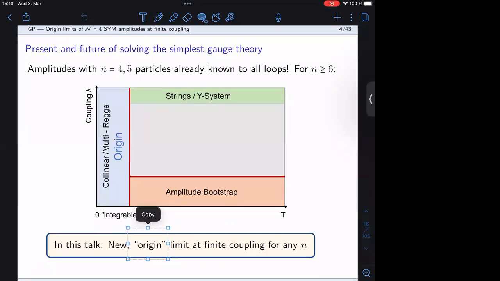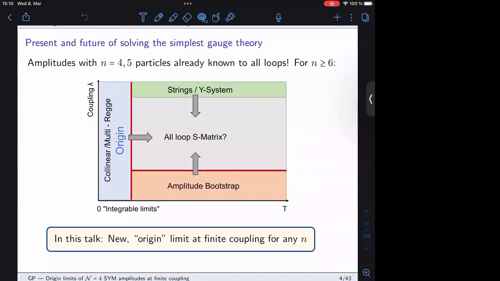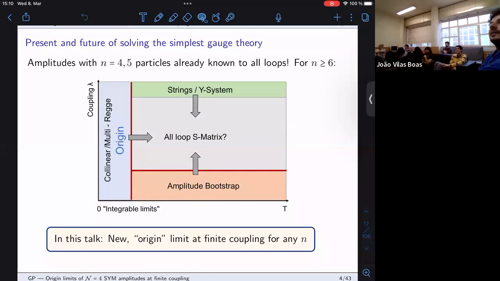If you wish, one of my prime motivations is, of course, with all this progress of exploring more and more territory, to be able to indeed compute the all loop or finite S matrix of the theory, both at finite coupling and in general kinematics. Any questions about this very broad picture so far? No, I think it's fine.